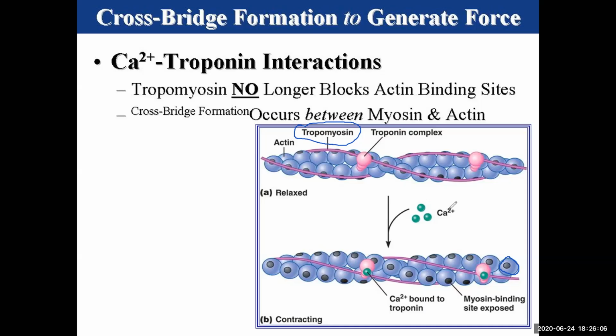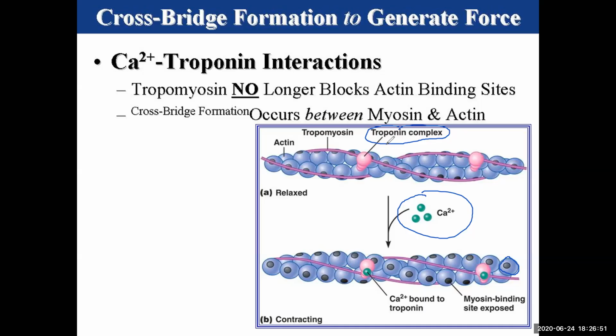When calcium comes in, calcium interacts with a protein complex, which is made of 3 protein subunits called troponin. This troponin interacts with calcium. And when troponin interacts with calcium, it induces a conformational change, a structural change. And when this happens, it will also pull with it tropomyosin.